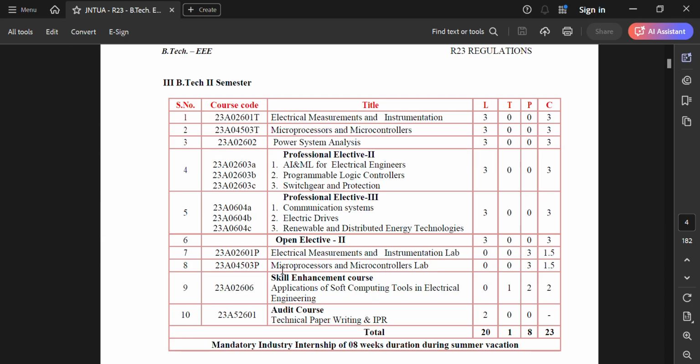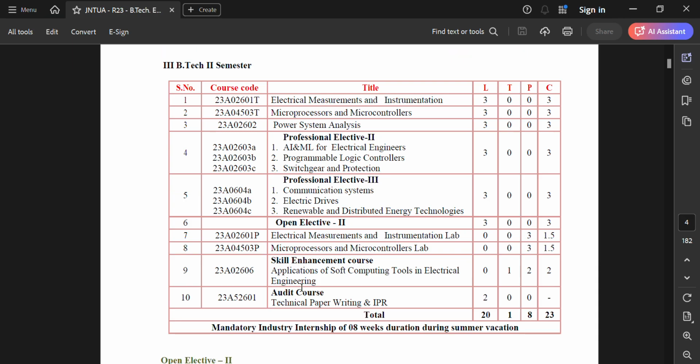Next, MPMC lab, microprocessor and microcontrollers lab. These are the various subjects we have: application of soft computing techniques in electrical engineering, technical paper writing. These are the different subjects we have.